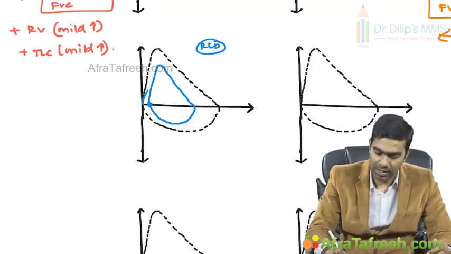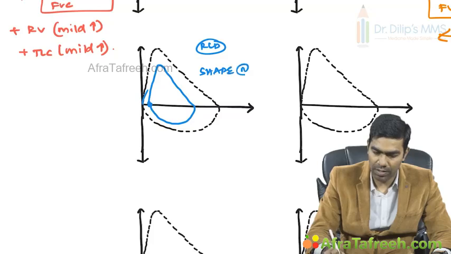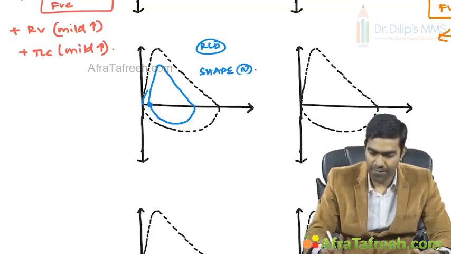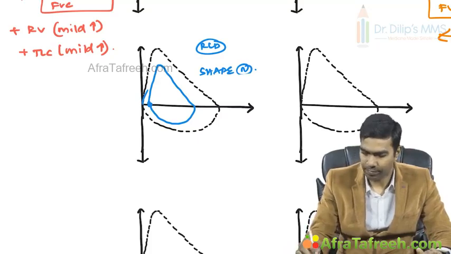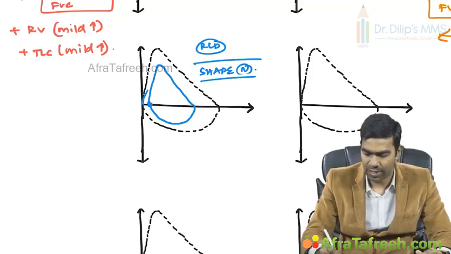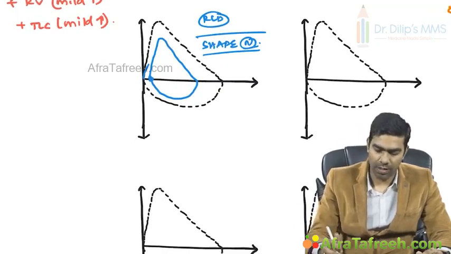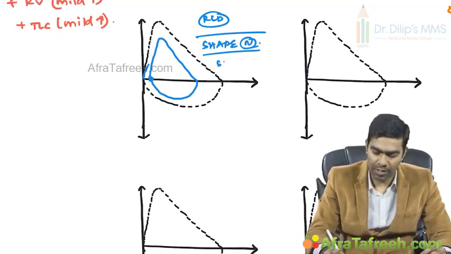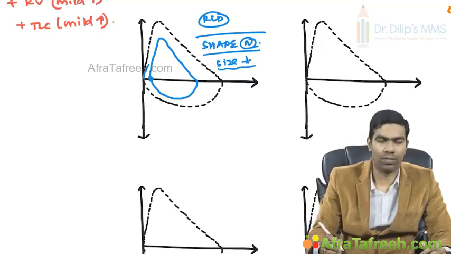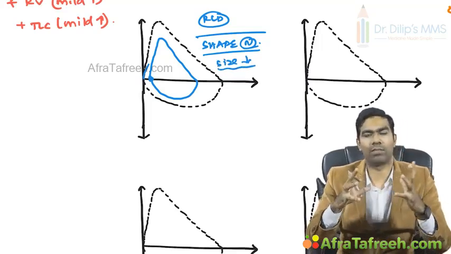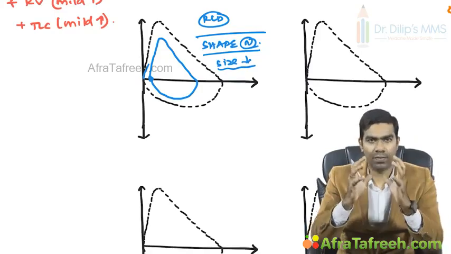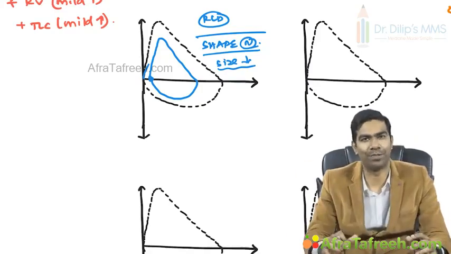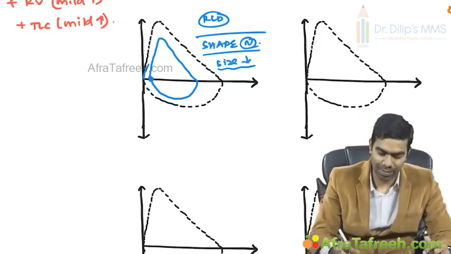What you are seeing here is that the shape of the curve is classically normal, which means it doesn't have any abnormalities in the shape of the curve, but the overall size of the curve itself is reduced. The entire curve is very small, suggesting the lung itself is very small. That's what it indicates, as simple.